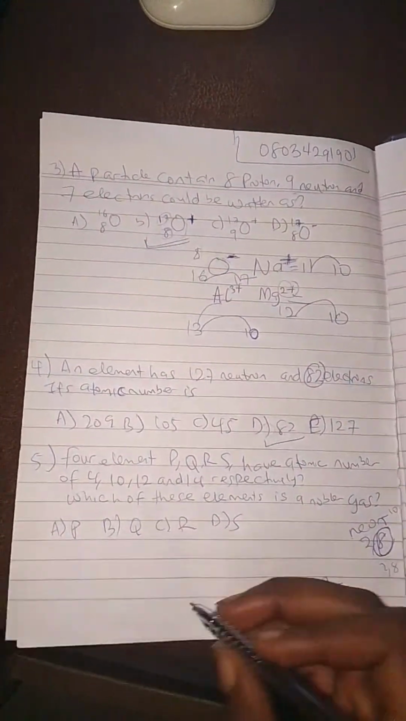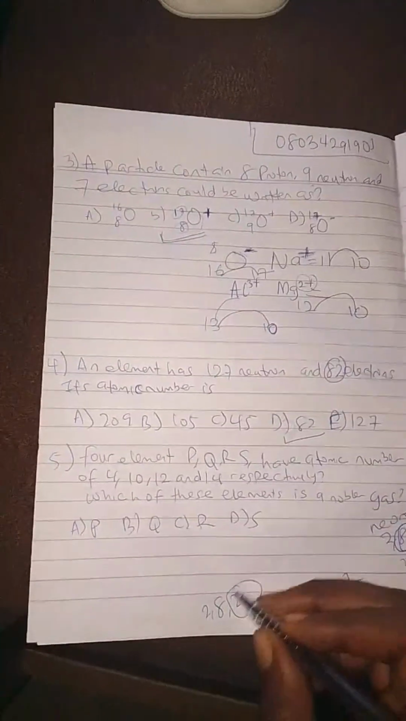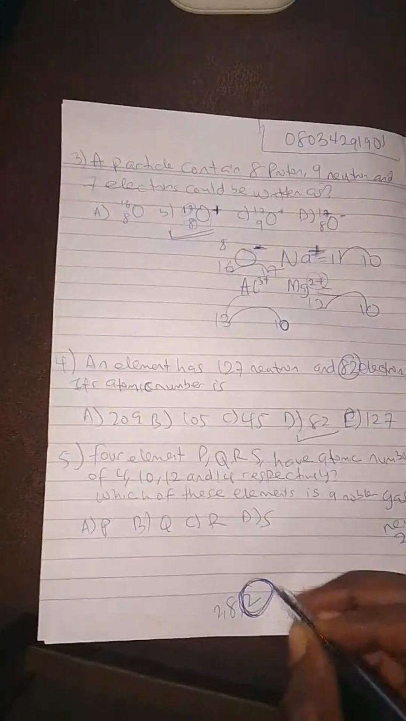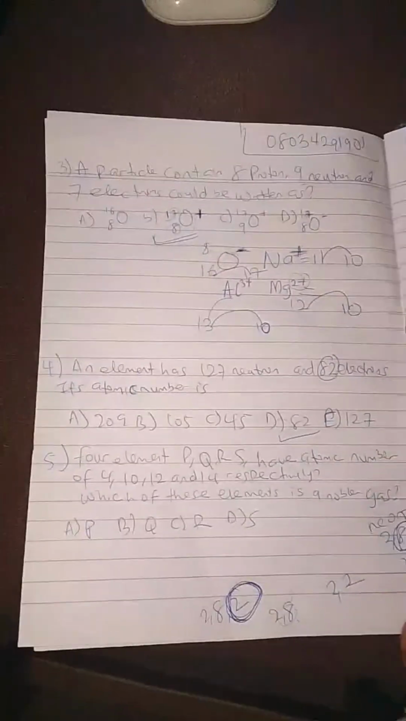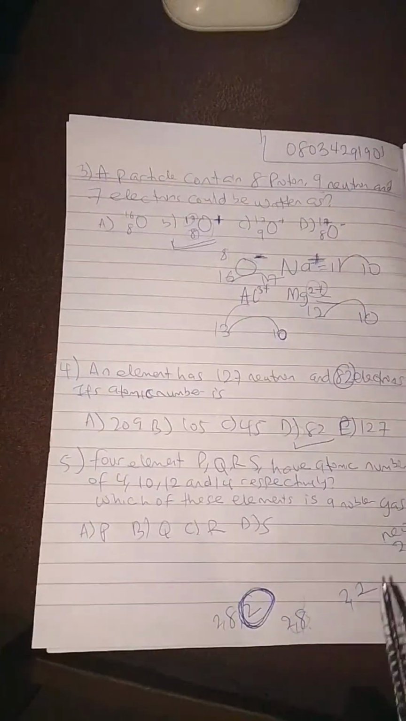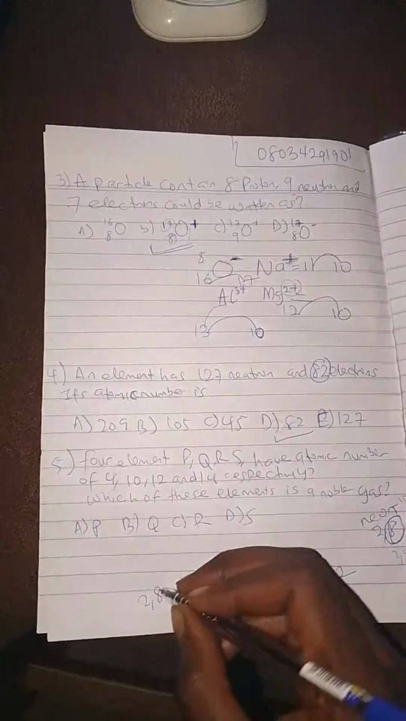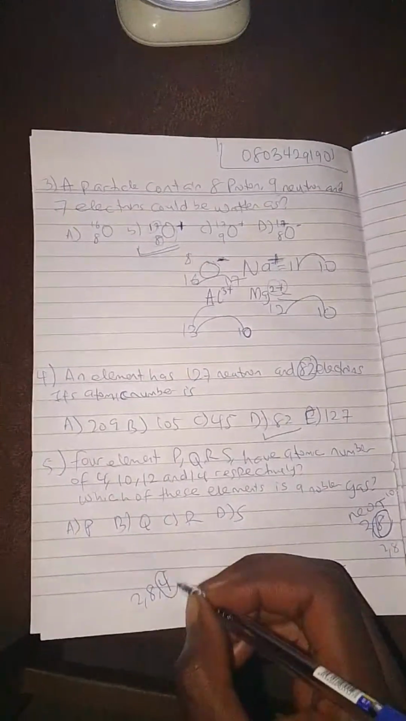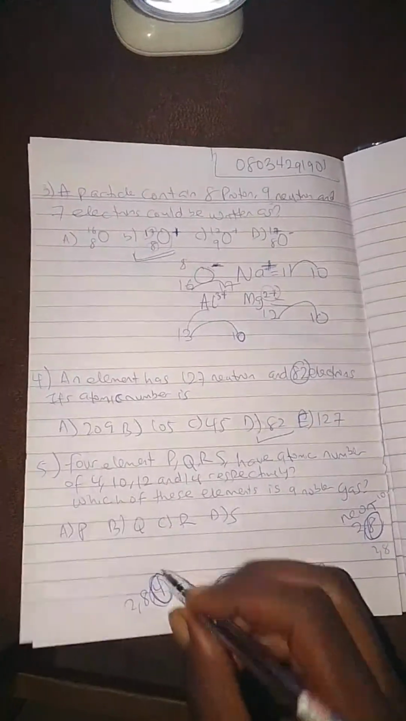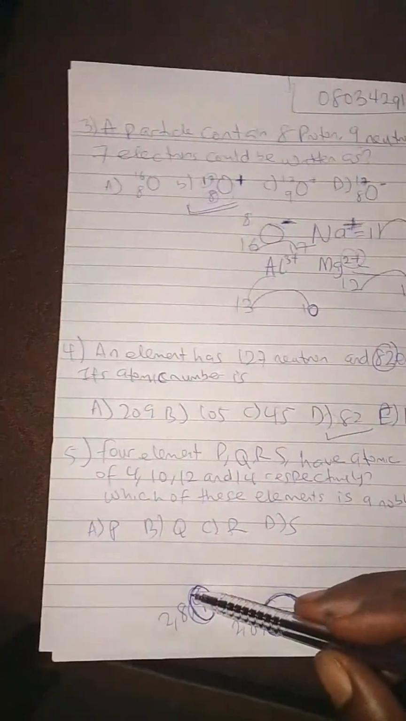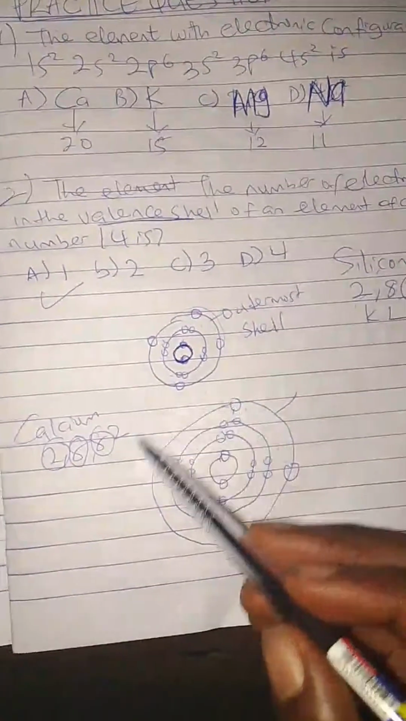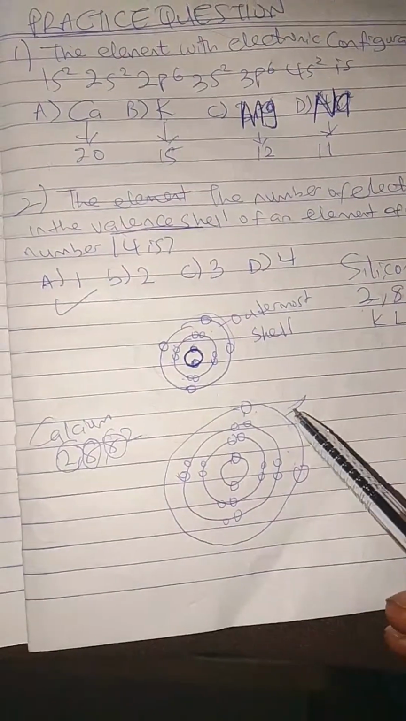For 12, 12 is written as 2, 8, 2. You can see that it is ending with 2. It does not attain the octet, and I will explain more about this now. So let's check for 14. 14 is written as 2, 8, 4. You can see now it's ending with 4. And ending with 4 means that it has a valence electron of 4. And I said earlier that this last part is the outermost shell, also known as the valence electron.